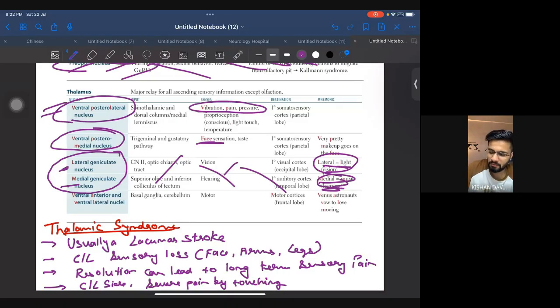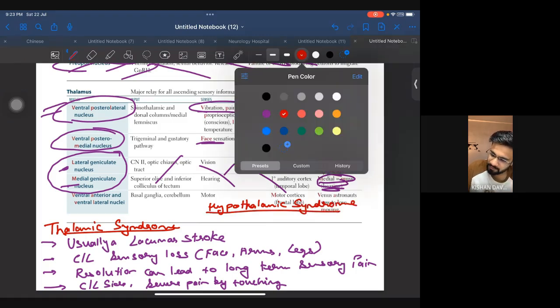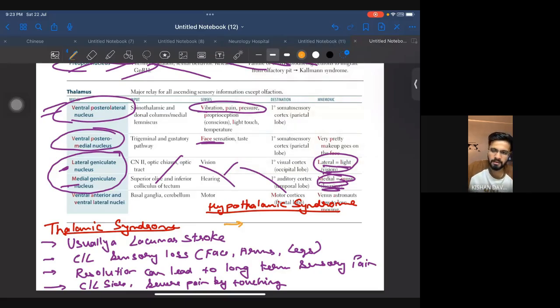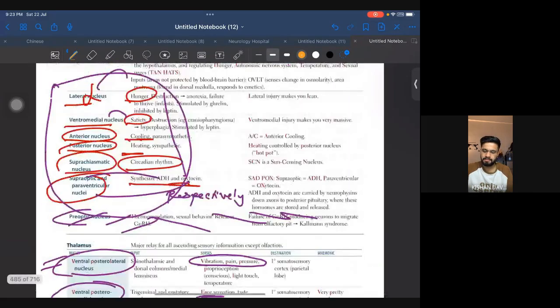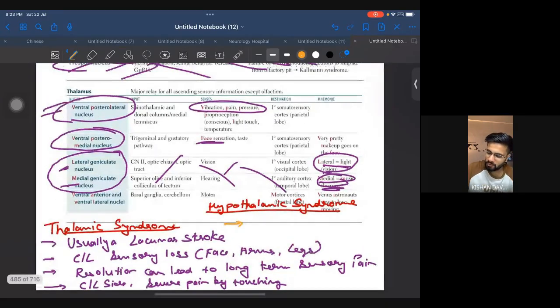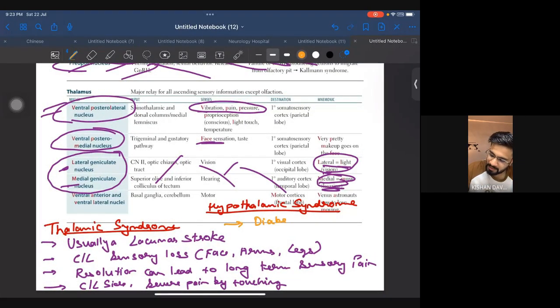And hypothalamic syndrome. If they want to talk about the hypothalamic syndrome, they will give you any of these disorders over here. Most commonly, they like to ask diabetes insipidus, because there are two types of diabetes insipidus: central and nephrogenic. In central, what we have is CNS injury. CNS injury में किसकी injury? Hypothalamus. So diabetes insipidus is the most common.